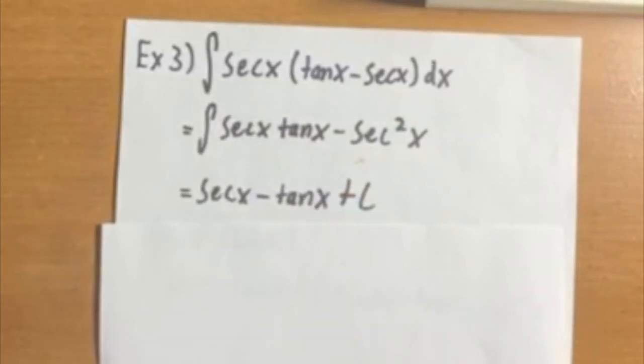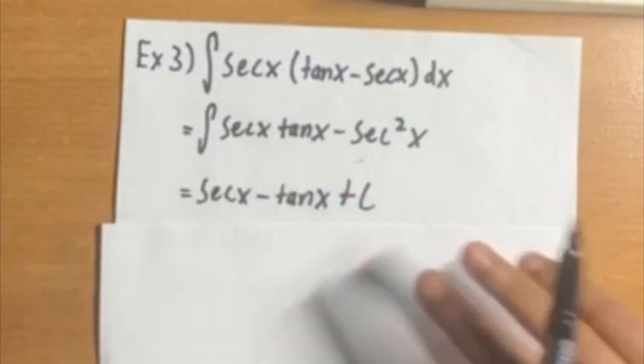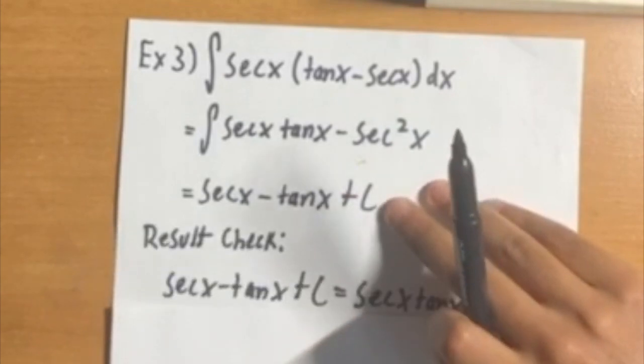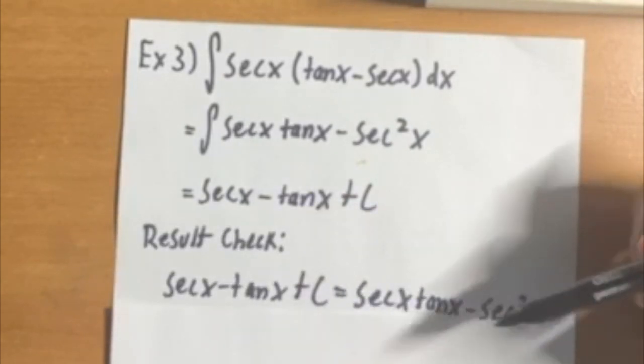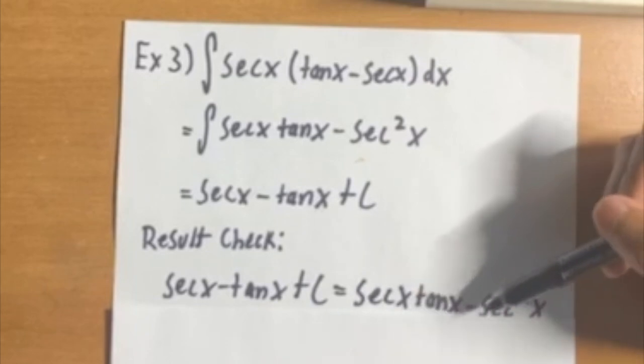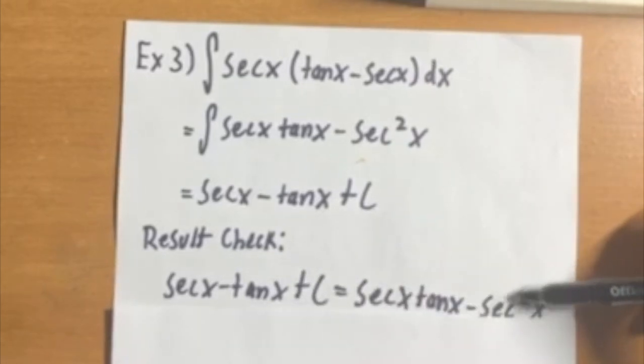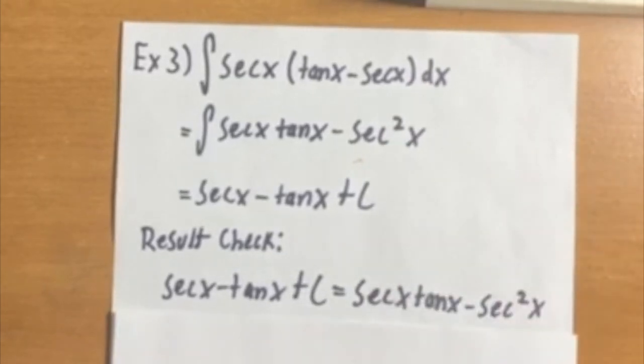But it asks us to check the results using differentiation. So we differentiate secant x minus tangent x plus c. The derivative of secant x is secant x tangent x, and the derivative of tangent x is secant squared x. And remember that the derivative of a constant is always 0, so you do not need to add it.